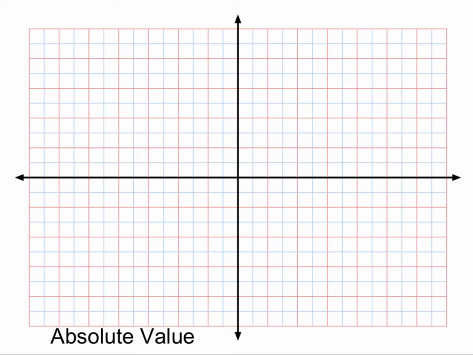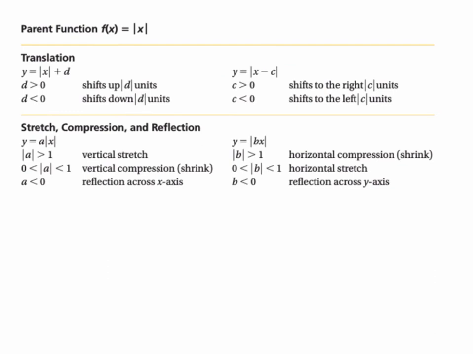Let's look at graphing the absolute value. Suppose you have a parent function, f of x is equal to the absolute value of x. If you have y is equal to the absolute value of x plus d, that is going to be a shift up when d is positive and a shift down when d is negative.